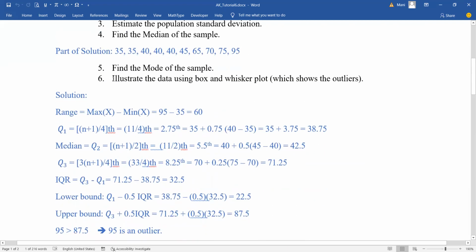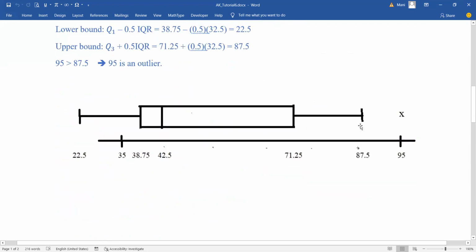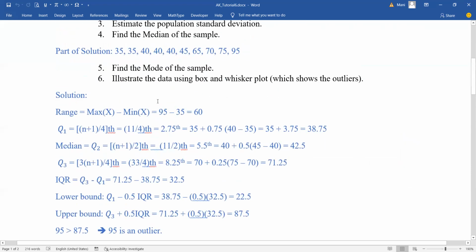Now, this part, which we will talk about in detail, is the first time you are seeing this, so it's very important to pay attention to this part. How to illustrate the data using a box and whisker plot, which shows the outliers, okay? Which shows the outliers, it means that minimum and maximum shouldn't be the tail of your box plot. Now, let's see how we can draw this one.